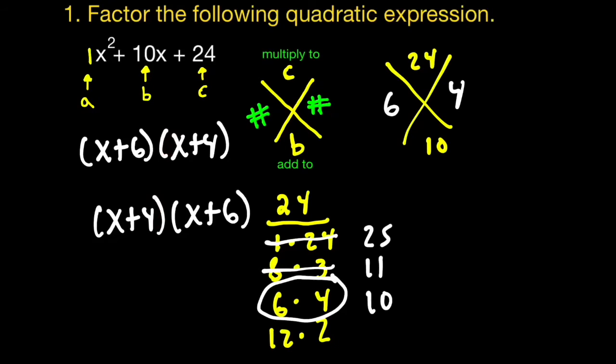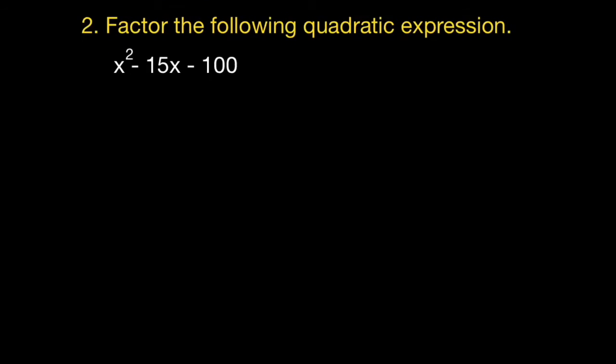Let's move on to another example. Example 2, we have the trinomial x squared minus 15x minus 100. We first check to see if we can factor out anything other than 1, and after some inspection, we conclude that we cannot. So I'll begin by labeling all of my key terms.